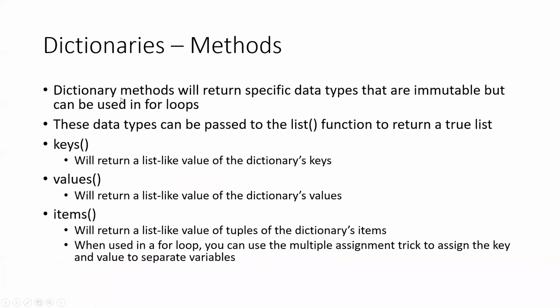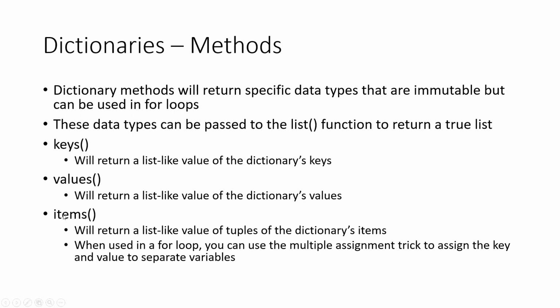All right. Methods that we have on dictionaries. They will return their own specific data types, and they are immutable, but they can be used in a for loop. These data types can be passed to the list function if we want to return them and use them as a true list. For example, we can't take what comes out of there and sort it. We would have to convert it to a list, then sort it. So dot keys will get us back all the keys out of the dictionary. Values will get us back all the values, and dot items will return tuples of those dictionary items.